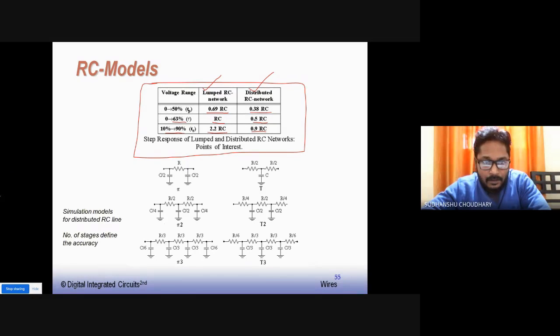Okay. Now, these distributed and lumped networks can be either pi type or T type. Okay. So for example, here pi type networks are shown, and here T type networks are shown. And the number of stages, that is how many sections are there, this defines actually the accuracy of my distributed model.